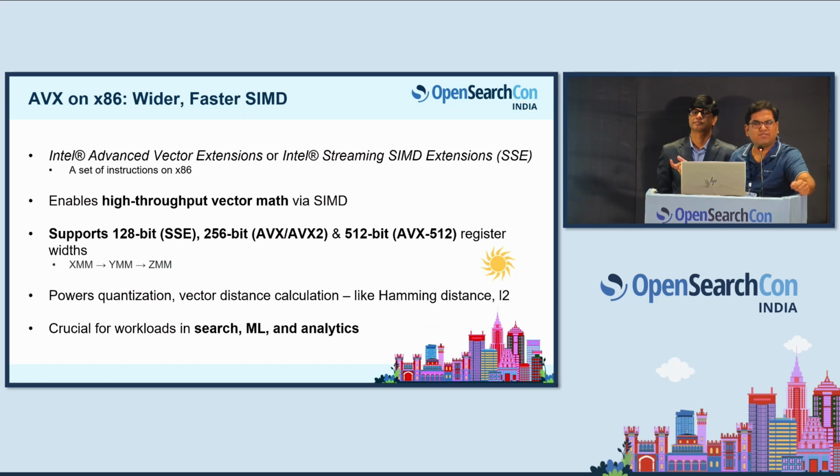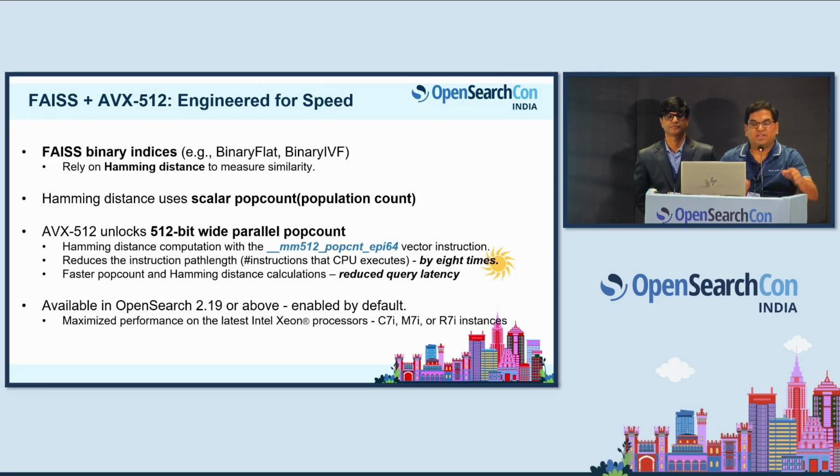And this is crucial for distance metric calculations. For example, Hamming distance in FAISS is used in binary quantization, which we will touch upon in further slides, and all other distance metric calculations like L2, cosine, etc. How that is used in FAISS with the Hamming distance and all, Sourav will take over.